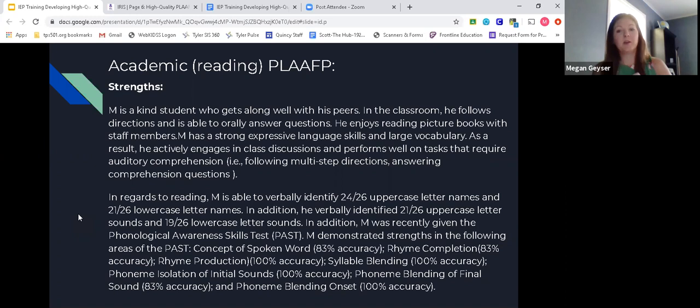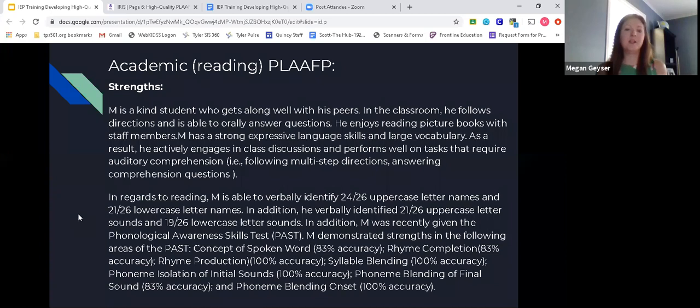The second paragraph is strengths that the student demonstrated on the data that was collected for his reading skills. We have what letter names he can identify, and what letter sounds he can identify. And then we also have information from a diagnostic assessment that was given, the Phonological Awareness Skills Test, or the PAST, and then a breakdown of what areas of the PAST he demonstrated strengths in.